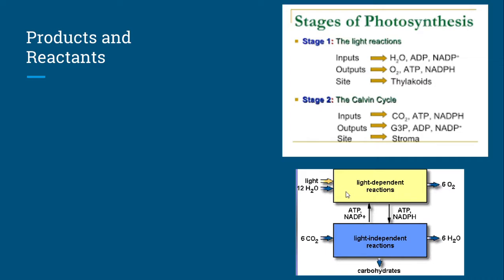As you can see in the figure below, light and 12 H2O enter the light-dependent reactions, 6 oxygen come out, the ATP and NADPH go into the Calvin cycle, it helps to create carbohydrates as well as water, and the ADP and NADP+ that are left over go back to the light-dependent reactions to help restart the process of photosynthesis.